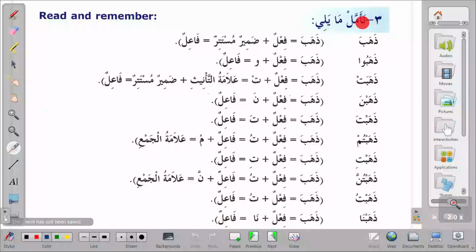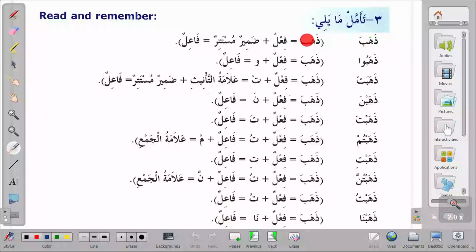Learn what follows. So zahaba is just what we talked about. The verb is just zahaba. That is the fi'lun. But where is the domir? Where is the pronoun? Zahaba, if I ask you in English, zahaba means what? He went. So where is the he? You tell me, huwa domirun mustatirun. It is a hidden pronoun. It is not written, but we assume that it is there, so it is hidden.